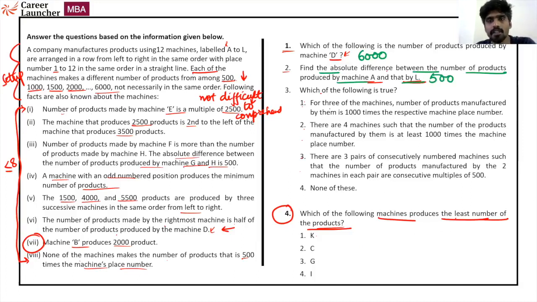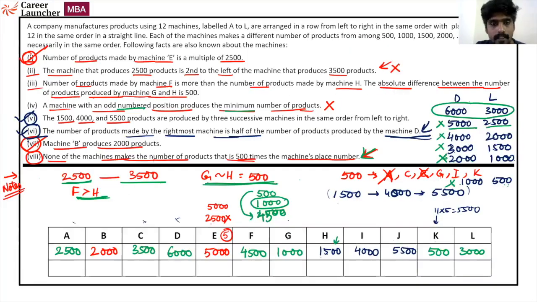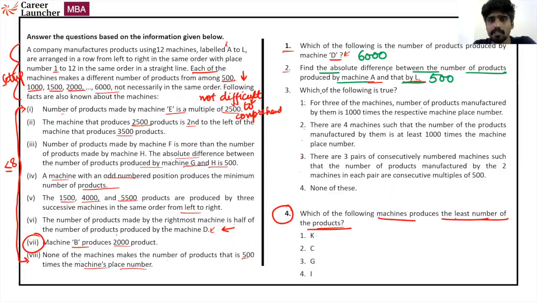Which of the following is true? For three machines, the number of products manufactured by them is 1000 times the respective place number. It is true for B. It is true for E. That's it. Statement 1 is true for only two machines, so not for three.